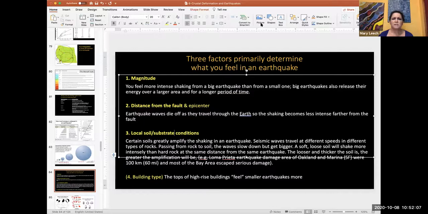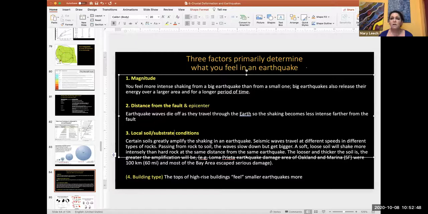So I see that there's a question in the chat box. It says, what would happen to the Cliff House during a 7 to 8.0 magnitude earthquake? The Cliff House is built on rock, isn't it? I mean, it's maybe soft rock, but we'll go look at the Cliff House together in Google Earth, or using the Association of Bay Area Governments site. We'll do this after I finish the lecture slides, and I'll give you an assessment, okay?